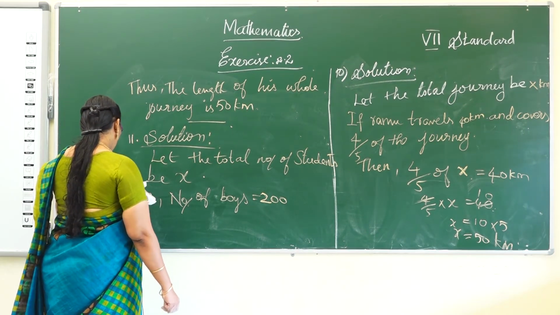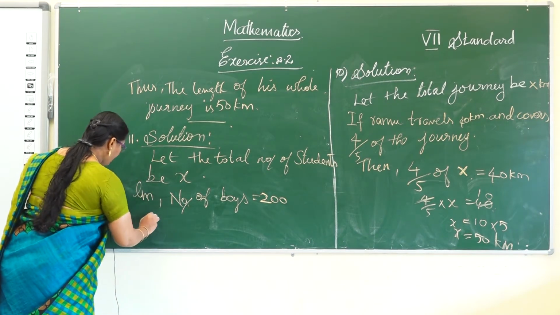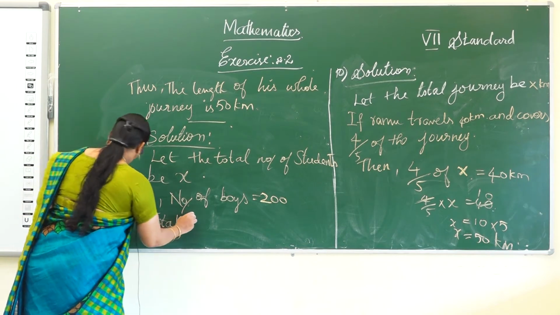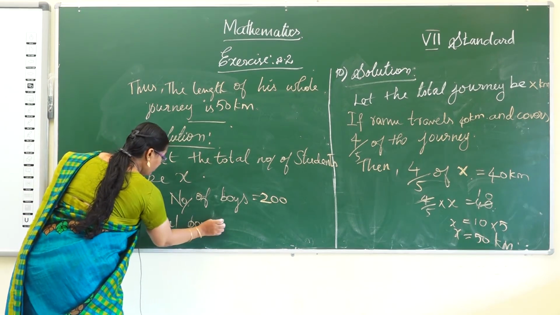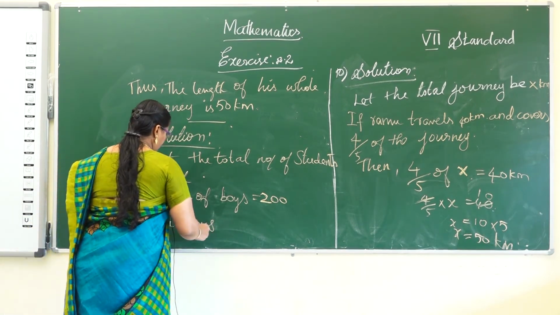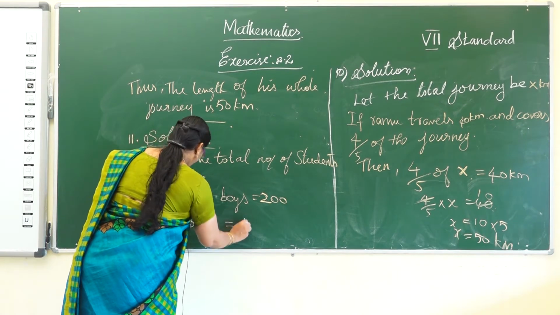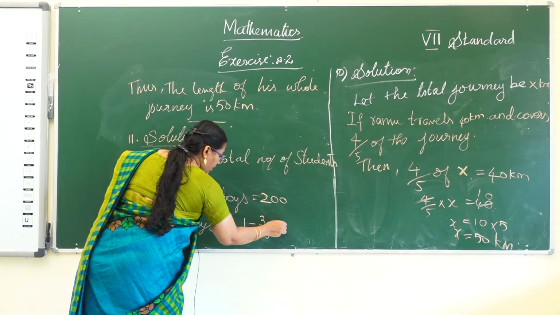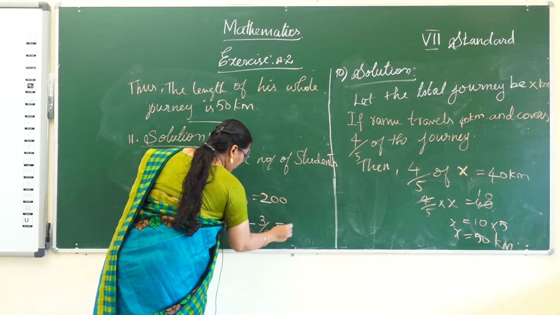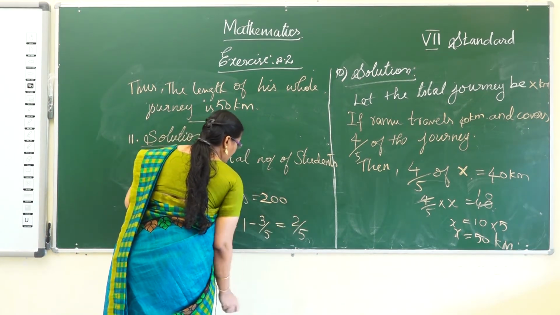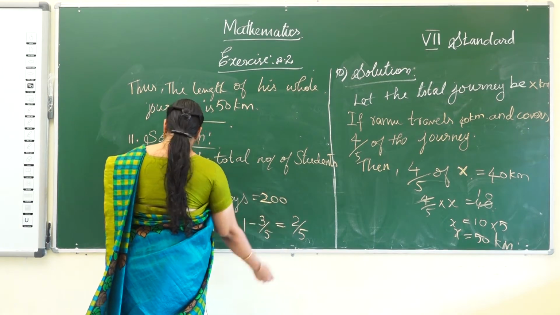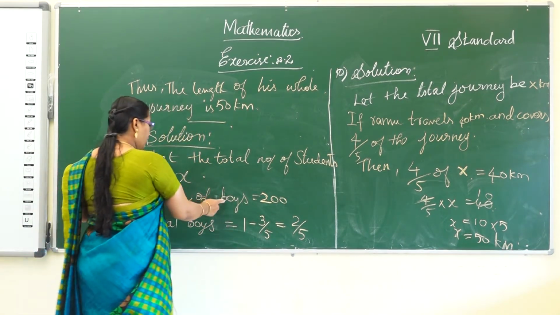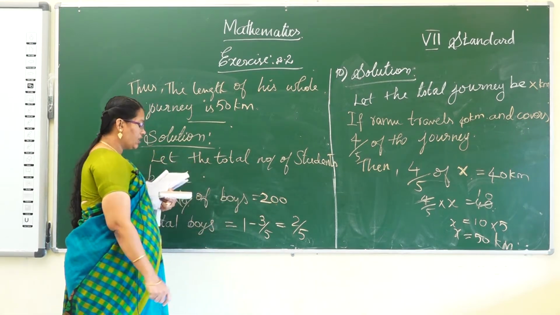3/5. Okay, so listen, what will be the boys' share? Total, boys is equal to 3/5. Girls, if we subtract, we get the value of the boys' ratio. So 2/5 part is boys. But we know the number of boys already.